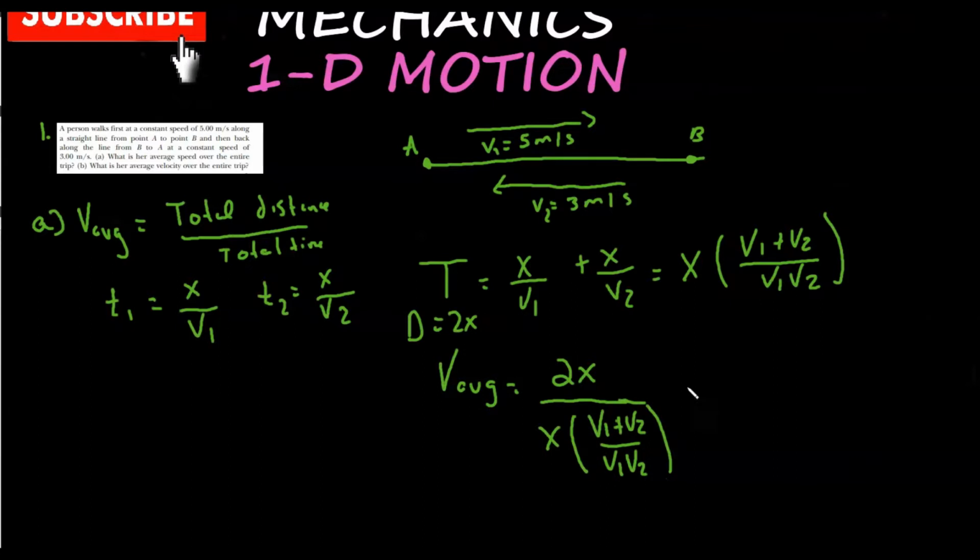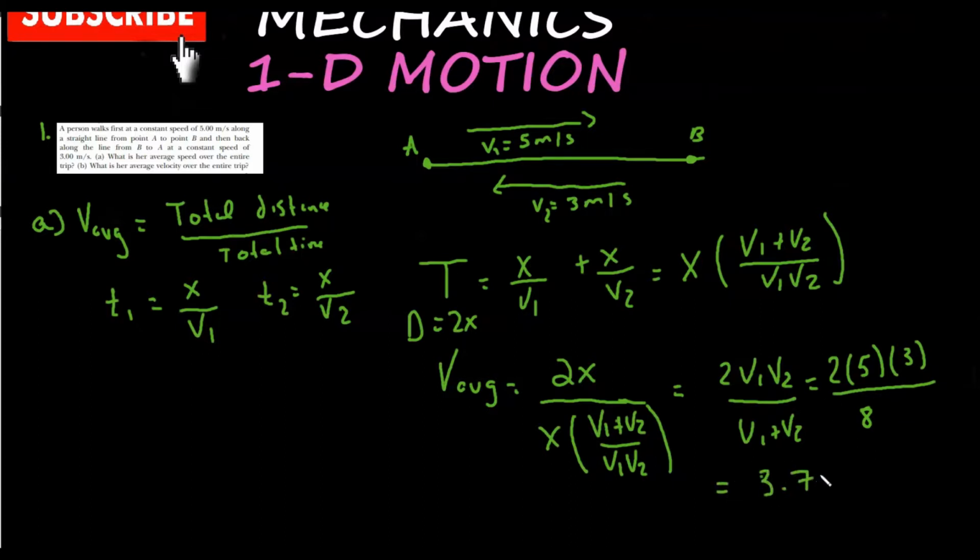So now the x's will cancel out, so we'll just have 2 v1 v2 over v1 plus v2. If we plug in our knowns, so 2 times v1 is 5 meters a second times 3 meters a second over 5 plus 3, so 8 meters a second. And so solving this, we get 3.75 meters per second is the average speed.